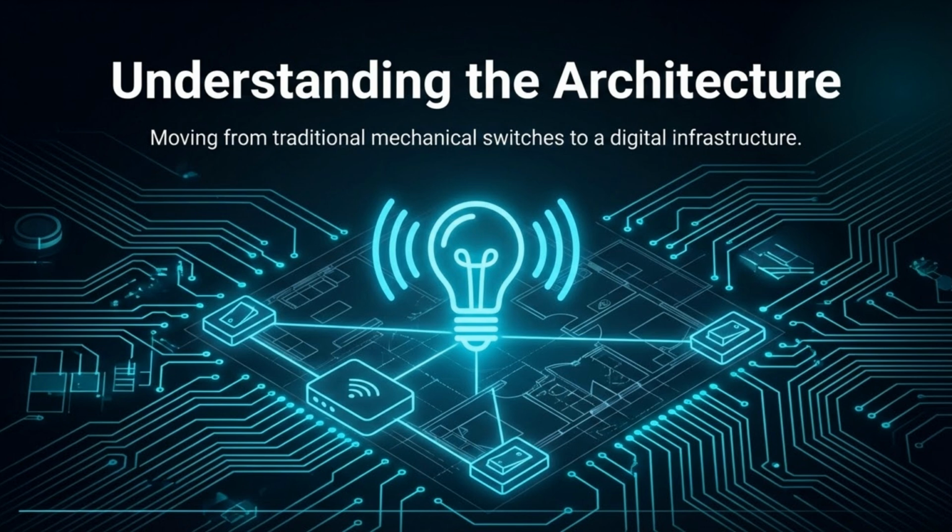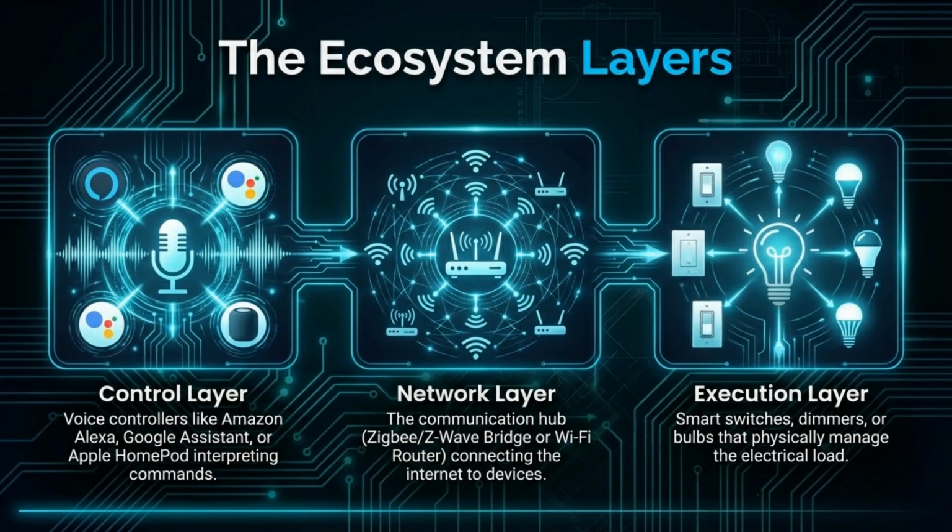Smart lighting requires understanding the digital architecture. We are moving from traditional mechanical switches to a more integrated digital infrastructure. The ecosystem has three key layers: the control layer, which interprets commands, the network layer, which provides communication, and the execution layer, which manages the electrical load.